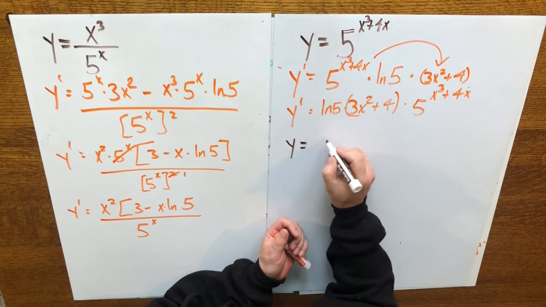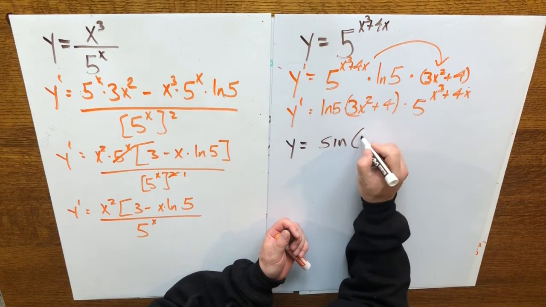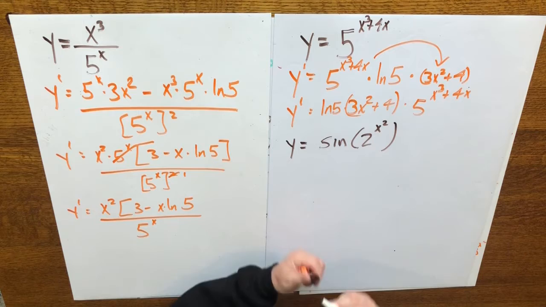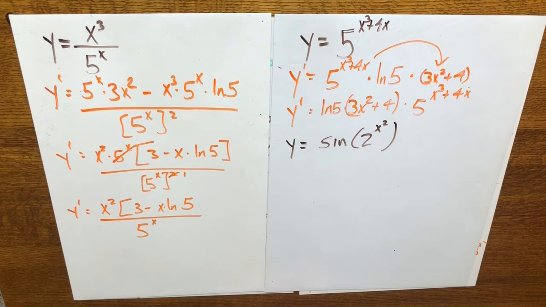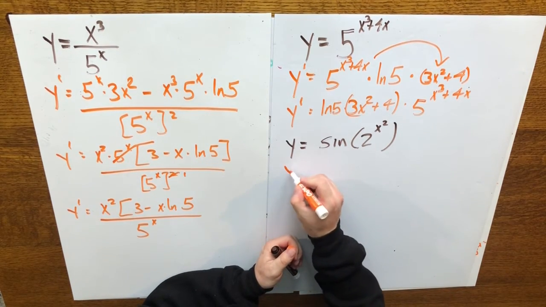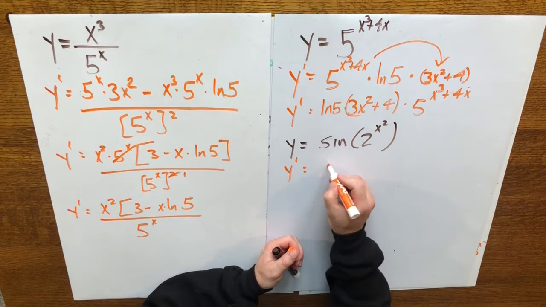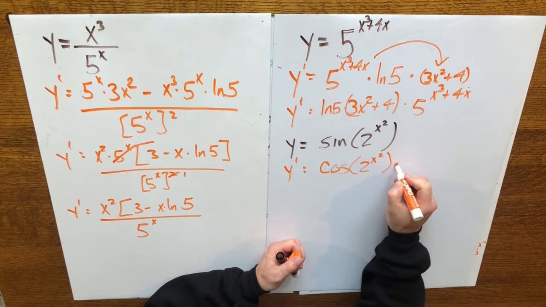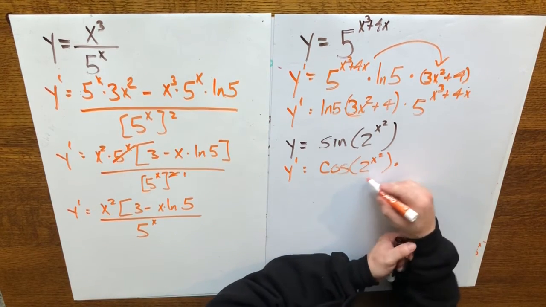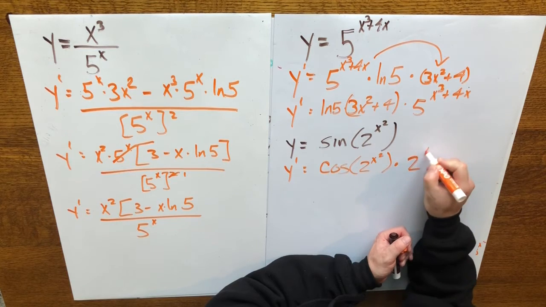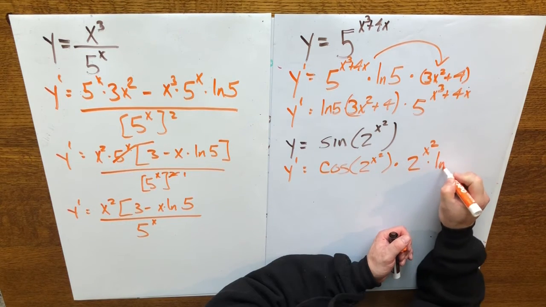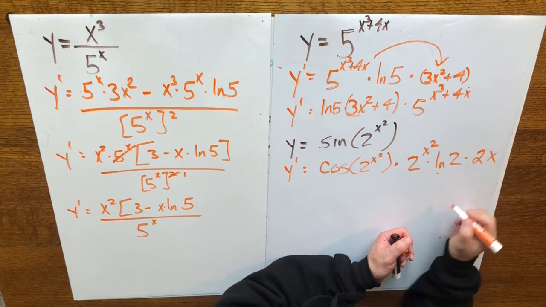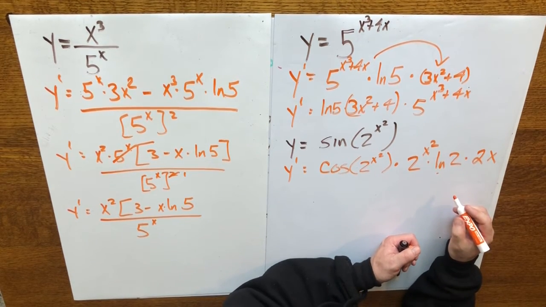Y equals the sine of 2 to the x squared. Y prime equals the derivative of sine is cos. And then we have to multiply it by the derivative of the argument. Well, the derivative of 2 to the x squared is itself times the ln of the base times the derivative of the exponent. Let's see if we can organize that a little bit.